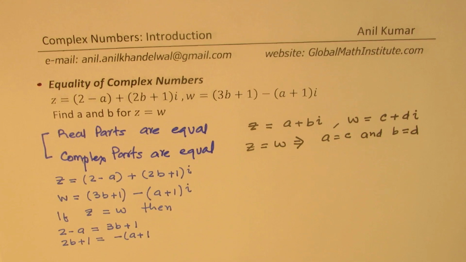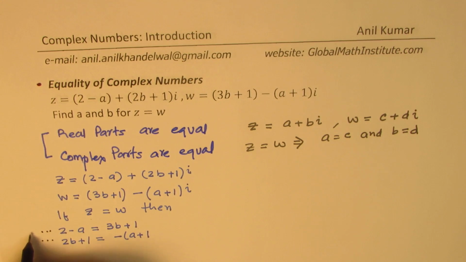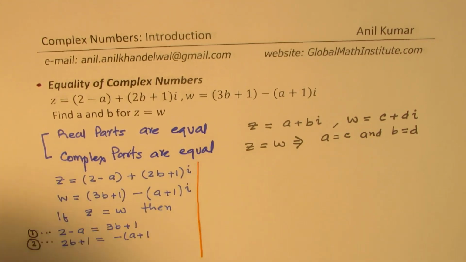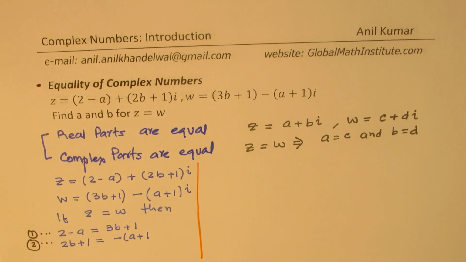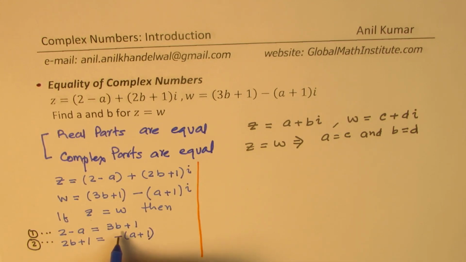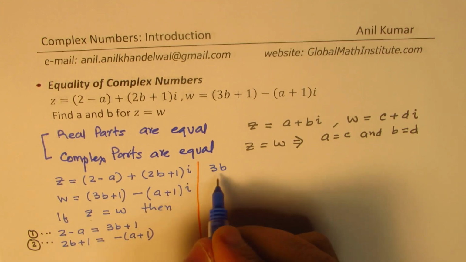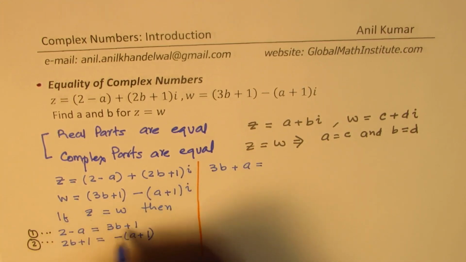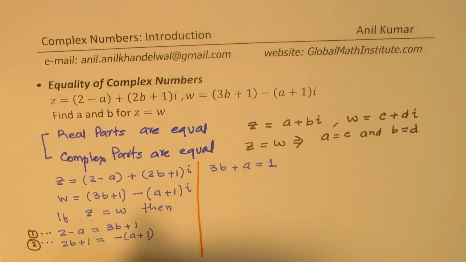Is that clear? So this is when complex numbers are equal, that really means that the real parts and complex parts, you can say coefficients, are also equal. Correct? Now that should help us to solve for A and B, right? So we'll just rearrange these equations, get our new equations, and then method of substitution or elimination can be adopted to get the value of A and B, right? So from the first equation, taking A to the right side, we get 3B plus A equals to 2 minus 1, which is 1, correct?